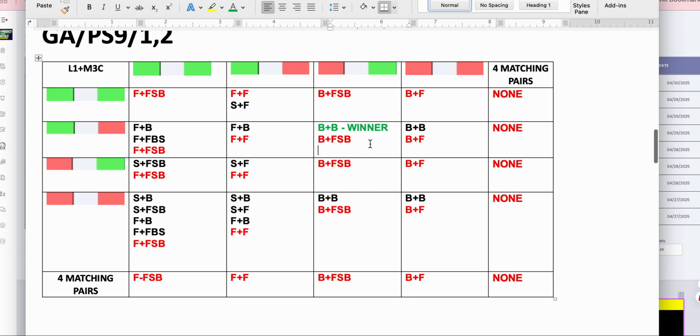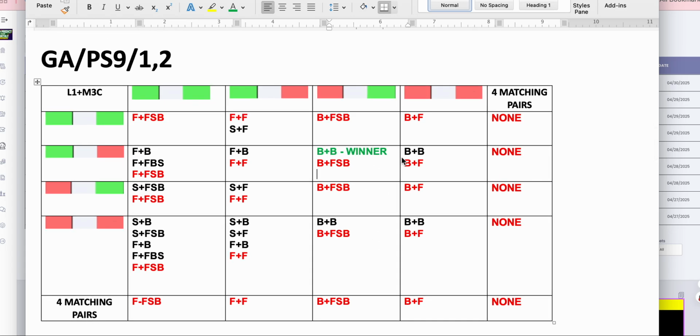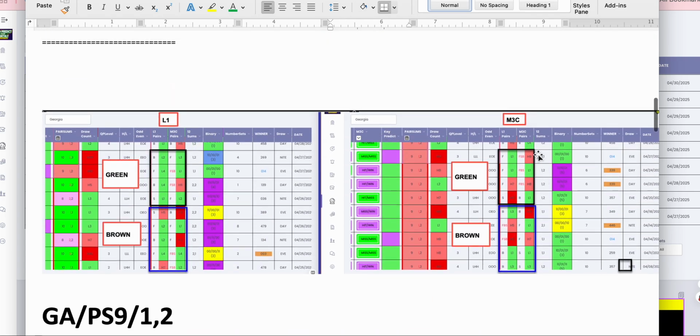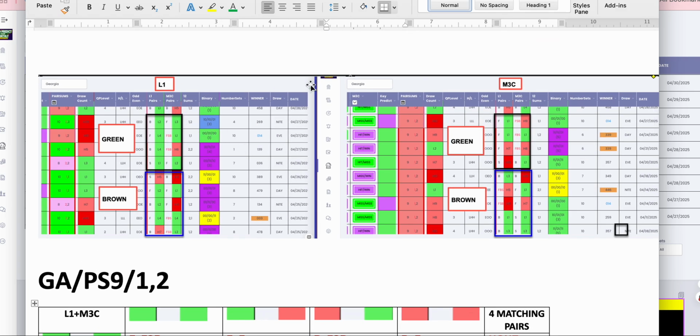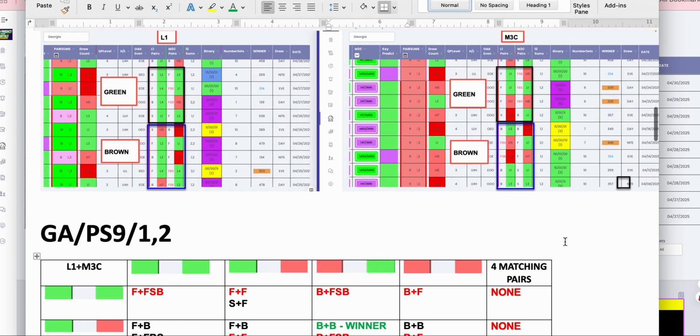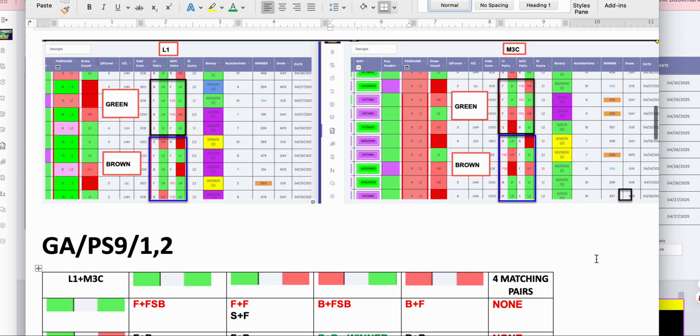Okay, and look at the few pairs that you get. For example, if you're looking at these columns and you think, oh, I think that green is going to come out, you have 4 ways of doing it. This is awesome because you could look at the L1 page or the M3C page and say, I think in the L1 column, the green's going to hit again. Or I think in the M3C column, green's going to hit, or brown, or whatever. You have 4 chances, 4 options. So whichever one looks good for you, you can pick it.